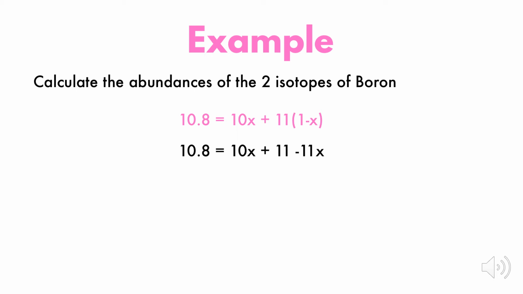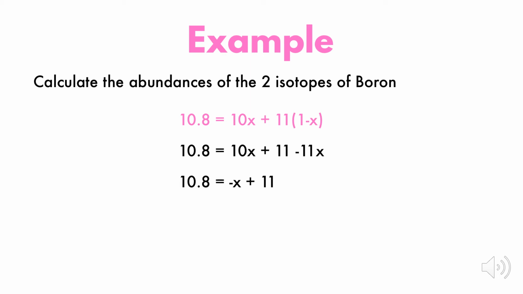Now we need to combine the like terms. So the 2 like terms we have are the 10x and the minus 11x. So if we do 10x minus 11x, that gives minus 1x. So we can say rather than minus 1x, we can call it minus x. Now this is where we are now. You can see the equation's getting much simpler. By combining the like terms, we have 10.8 equals minus x plus 11.